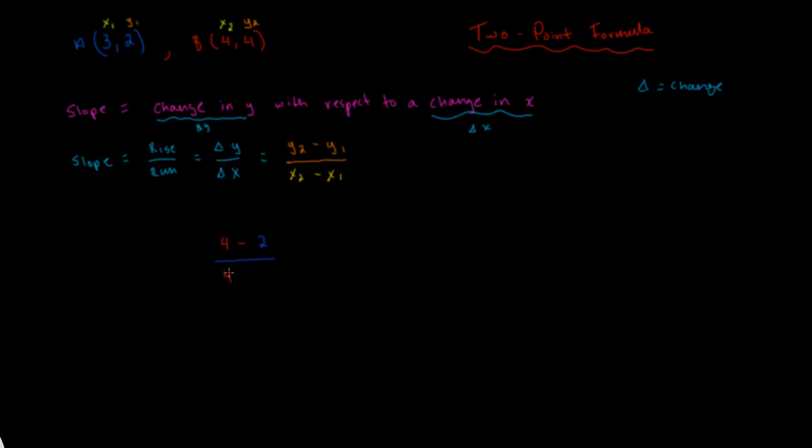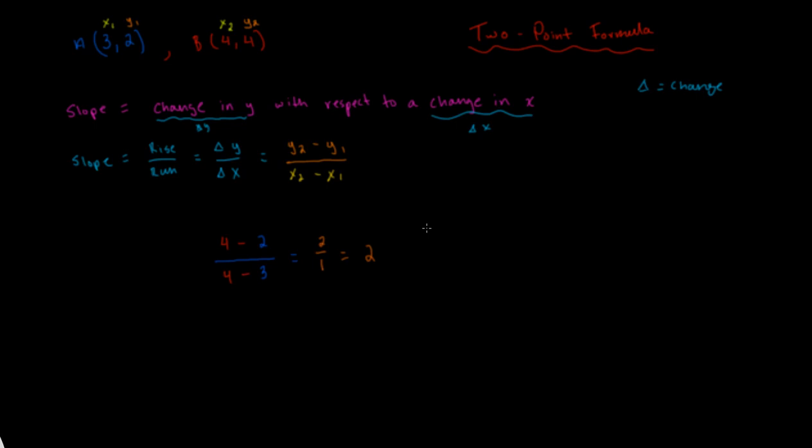So you see we've got this point B here, 4, 4. And we're going to subtract the value for x1, which was a 3. So we've got 4 minus 2 over 4 minus 3. And so what we end up with is 2 over 1, which we can simplify down as 2.